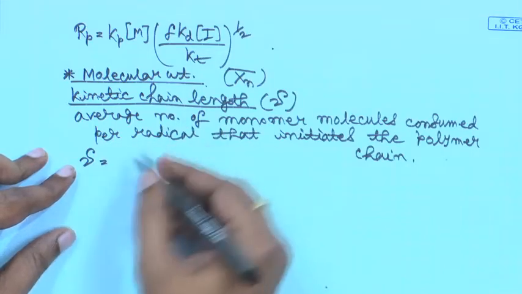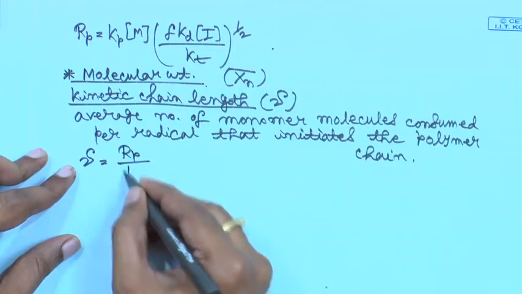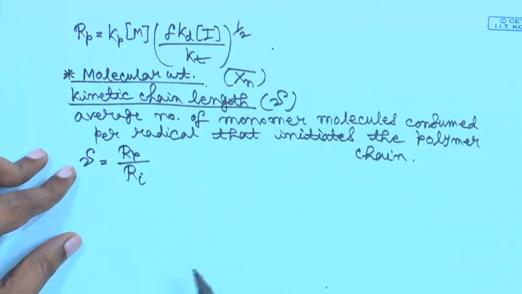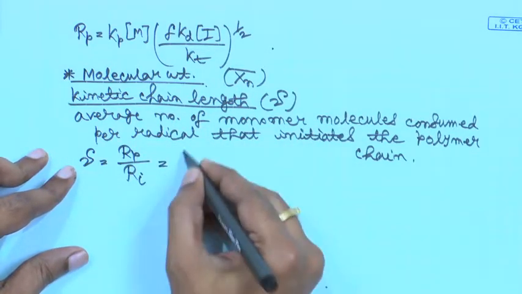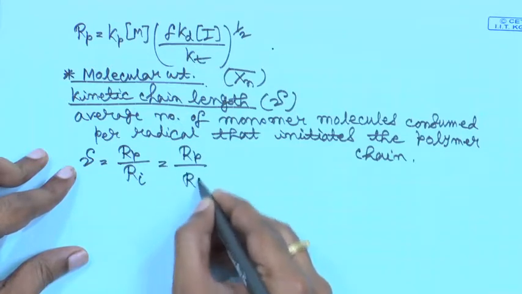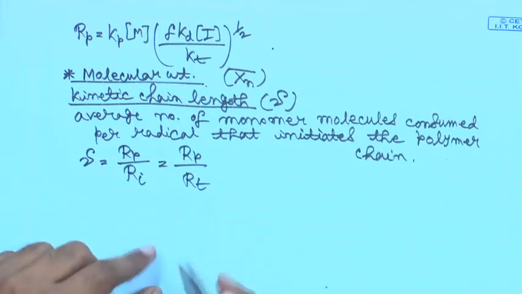So, this is your kinetic chain length. Under certain conditions it may be directly equal to your average degree of polymerization, number average degree of polymerization, or it may have some factor with it. So, we will come to that in a little while. So, your nu, which is your kinetic chain length, is nothing but the rate of polymerization divided by the rate of initiation, if you go by this definition. Now, rate of initiation is nothing but equal to rate of termination, steady state assumption.